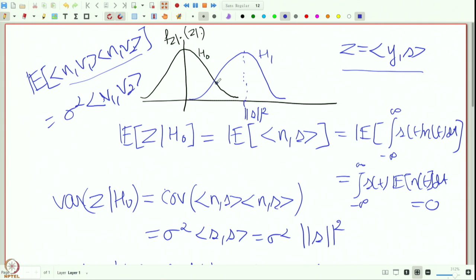Therefore, by symmetry, you can safely conclude that this particular point is the midpoint between 0 and norm S square, which is norm S square by 2. Now, when you want to make a decision, given y, which hypothesis is more likely? It turns out to be very easy. You just have to find out which side of norm S square by 2 you are on. If you are on the right side, it is more likely that H1 happened. If it is the left, more likely that H0 happened. In other words, if Z is closer to norm S square, you are better off saying that 1 was sent. If it is closer to 0, to the left of norm S square by 2, you are better off saying that 0 was sent. This is the optimal decision for this kind of binary signaling.